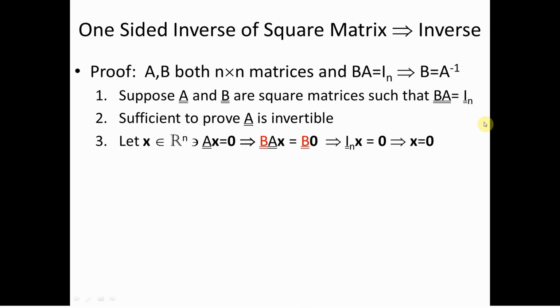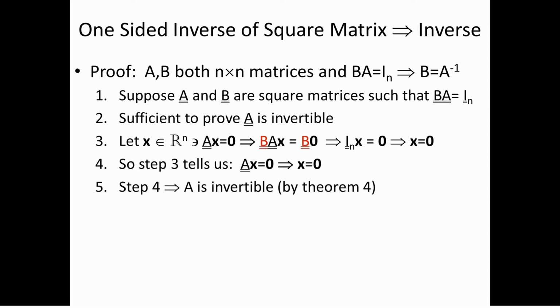Well, let's consider the solutions of the homogeneous equation for A. Notice that now if I left multiply by B on both sides, on the left-hand side, B times A will be equal to the identity matrix by hypothesis. And of course, on the right-hand side, I'll get 0, which tells us that X has to be 0. And so from this, it follows that the only solutions of the homogeneous system are the trivial solutions.